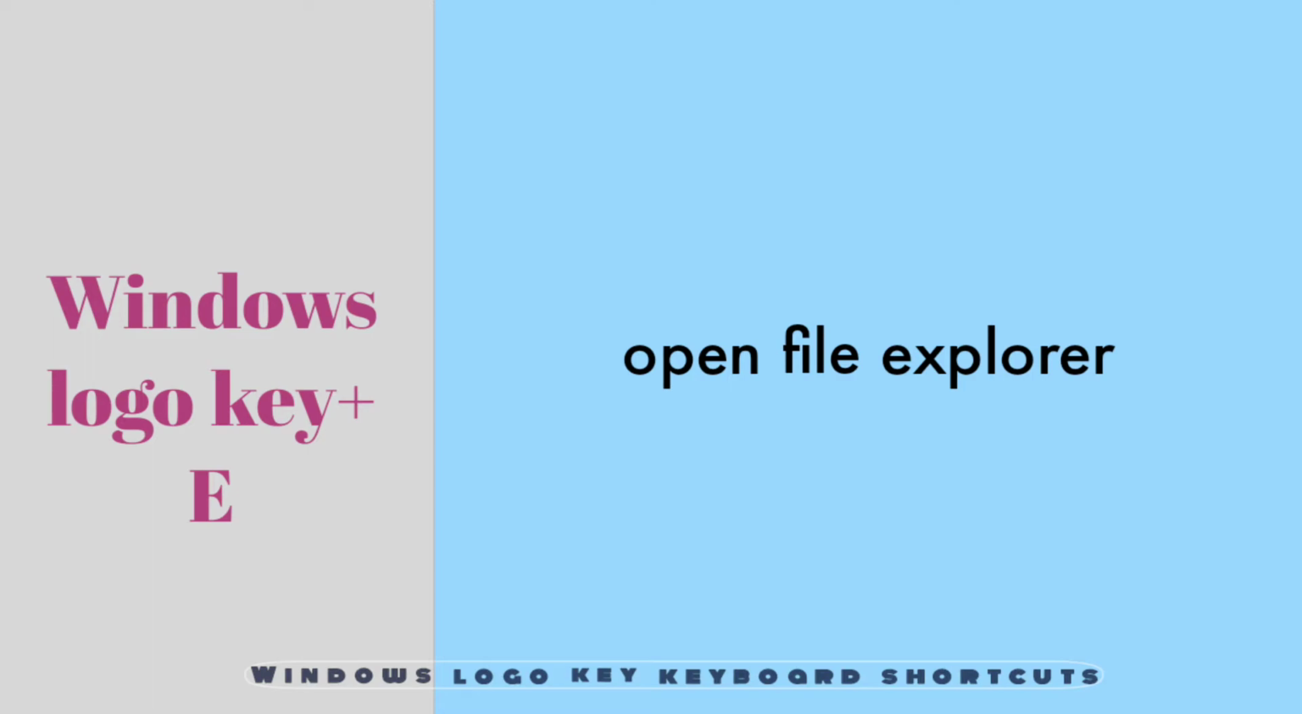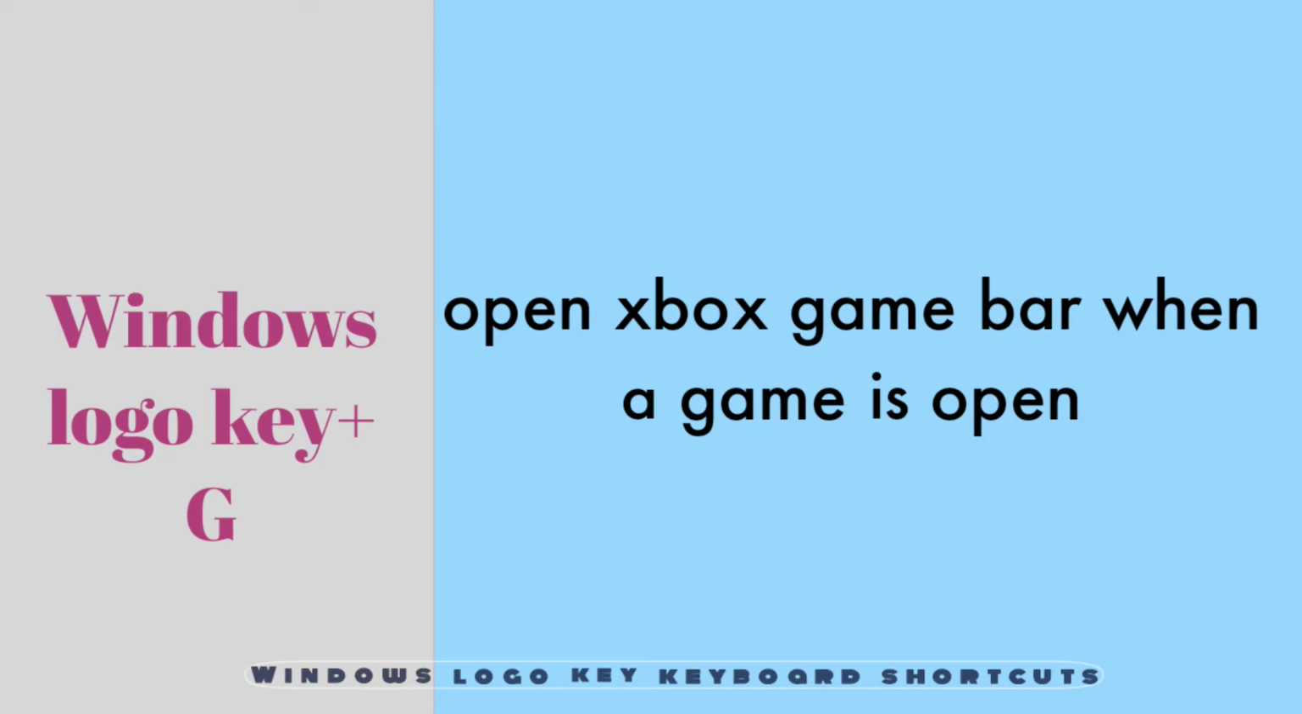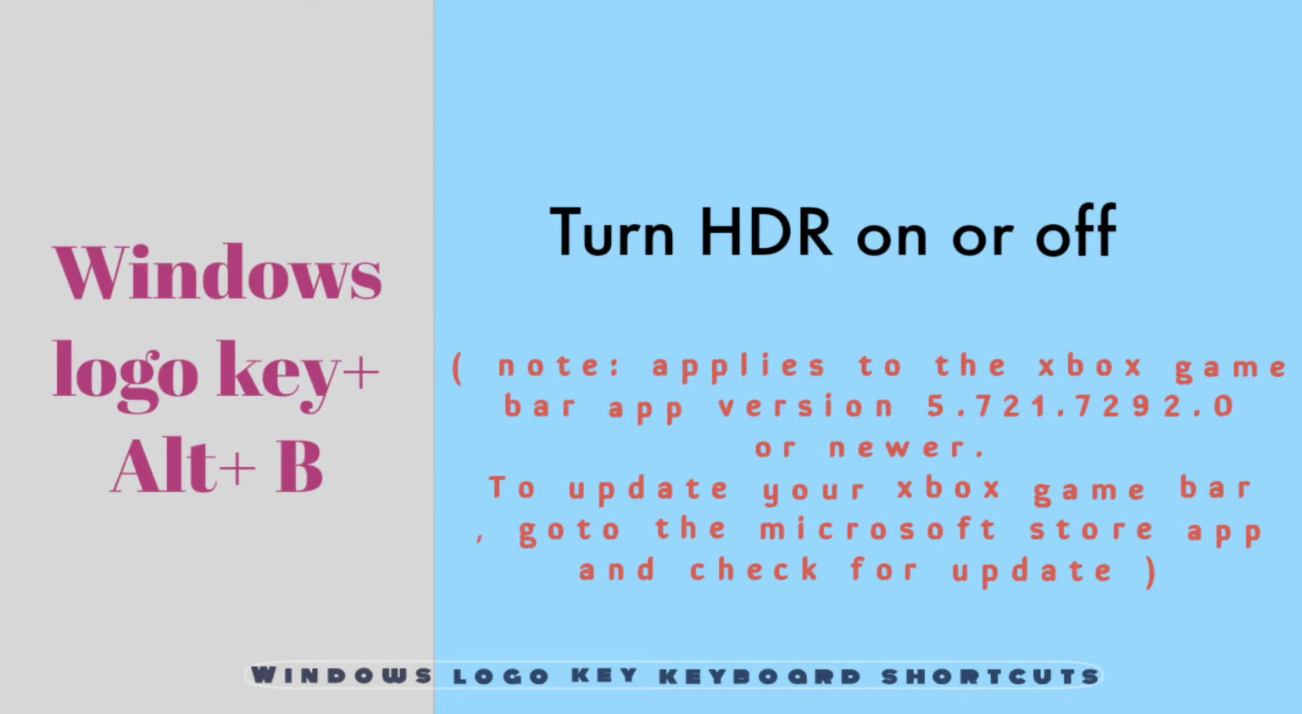Windows logo key with E opens File Explorer. Windows logo key with F opens Feedback Hub and takes a screenshot. Windows logo key with G opens the Xbox Game Bar when a game is open. Windows logo key with Alt and V turns STR on or off.